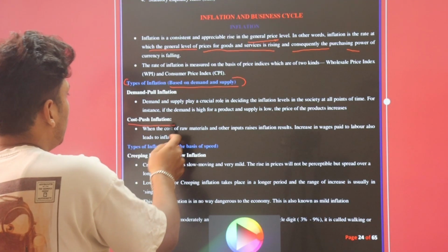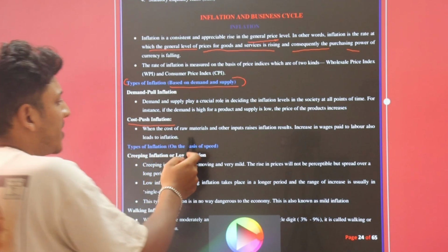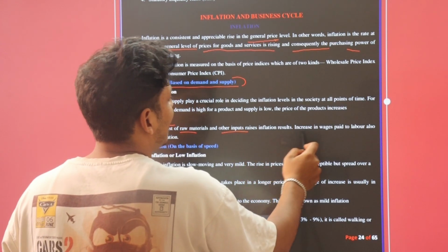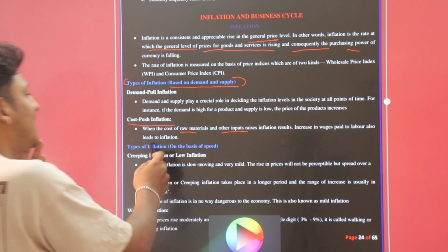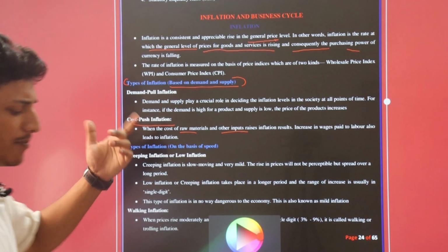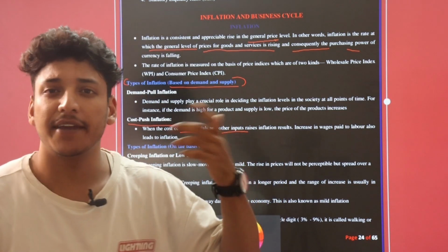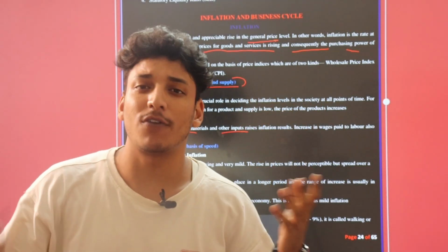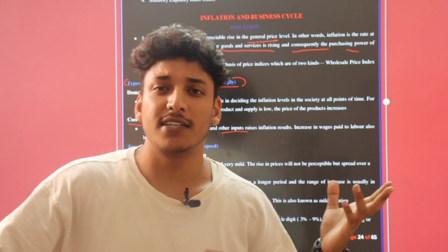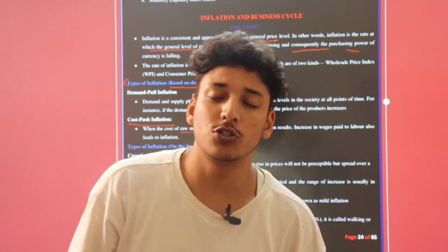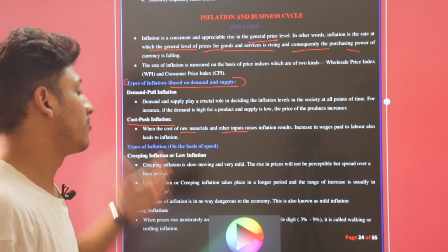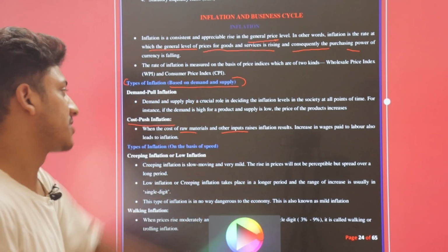Now cost pull inflation. The cost of raw material and other inputs rises. Inflation results in an increase in wages paid to labor, which leads to inflation. Cost pull inflation means if there is an increase in the price of raw material or labor charges, then automatically the price of the product also increases. That is also called inflation. Which inflation? Cost pull inflation.